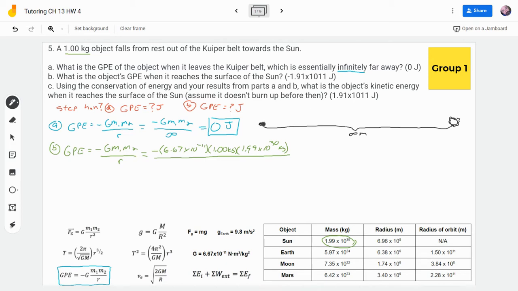So for part B, this thing falls. It's going to take a very long time, but eventually it's going to get to the surface of the sun. So here it is, crashing into the sun, meaning there are speed lines behind it. It's going to be moving. How far away is it? Well, it's 1 radius of the sun. So that's the distance I just indicated there. It's 1 radius of the sun away, which means the R in this one is going to be the radius of the sun, 6.96 times 10 to the 8th meters.